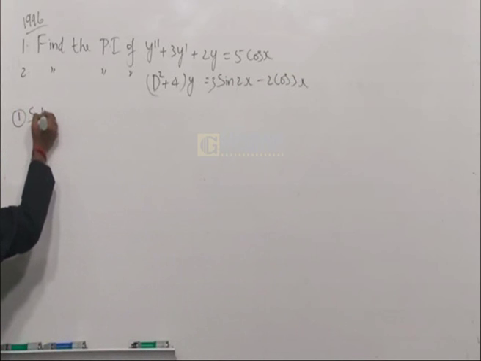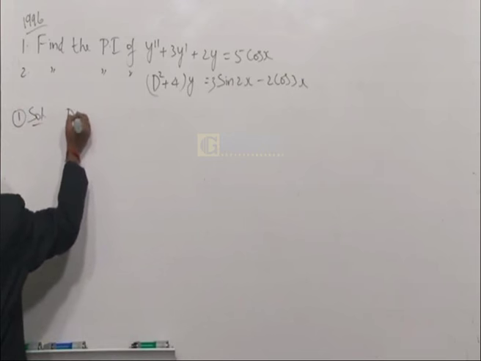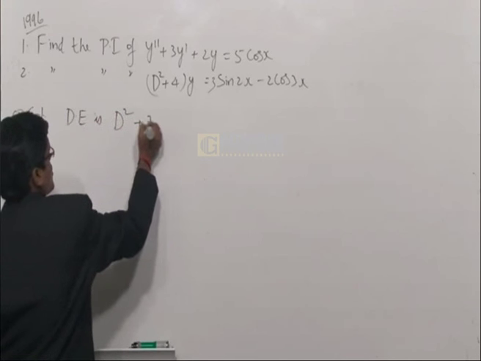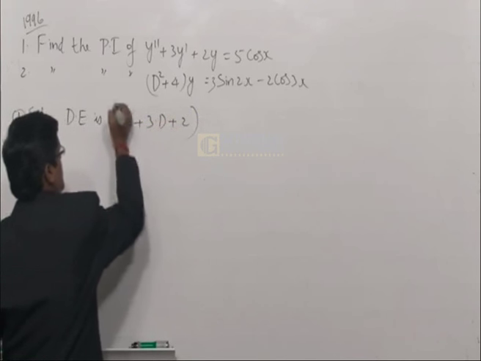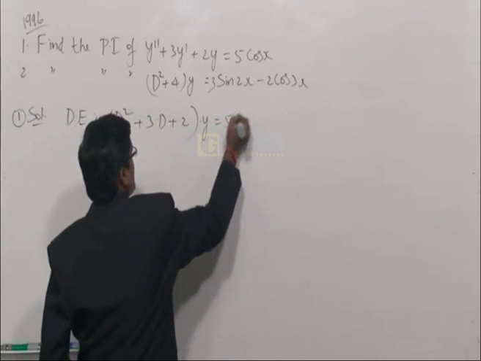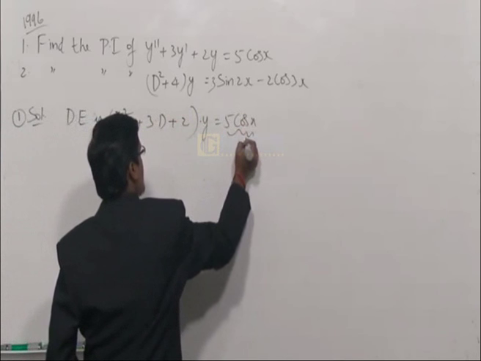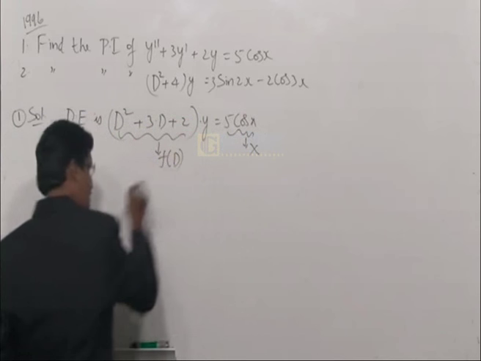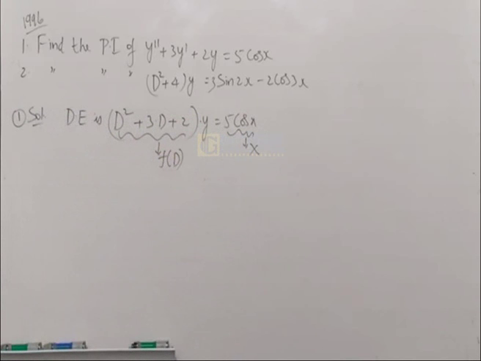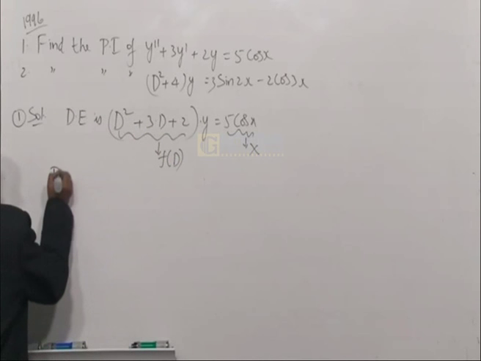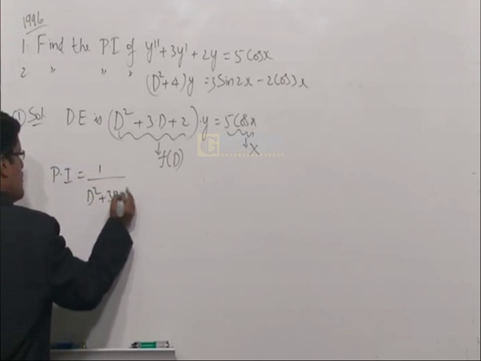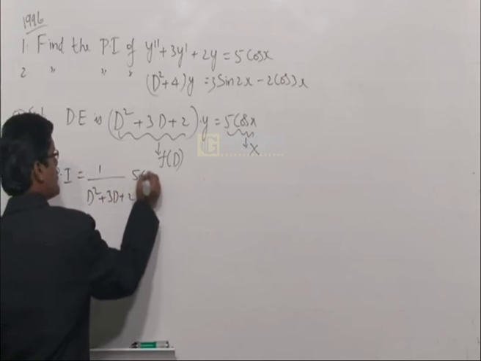First solution. What is the differential equation in operator form? D square plus 3D plus 2, keeping y outside, is equal to 5 cos x. This is our capital X, the right side of the given problem. This is the left side after writing in operator form, denoted by f of D. So PI is equal to, what is the procedure I have given? 1 over f of D, that is 1 by D square plus 3D plus 2 into 5 times cos x.